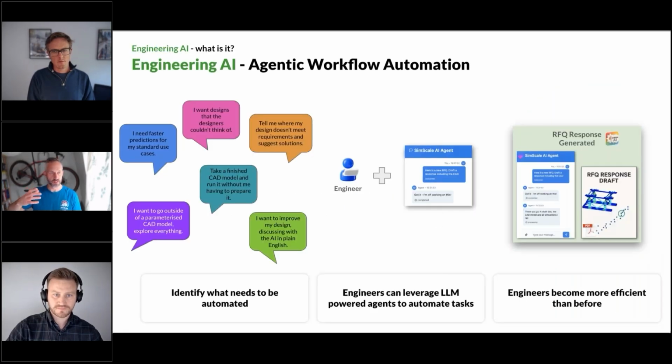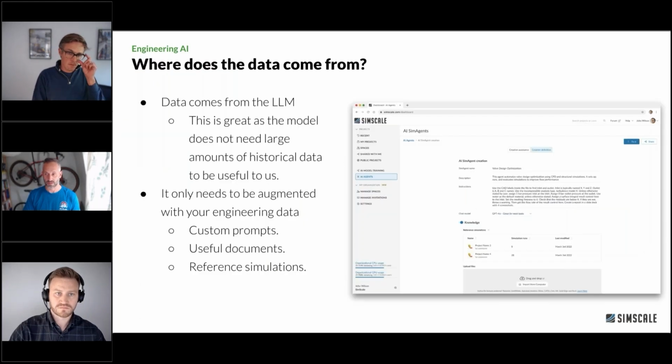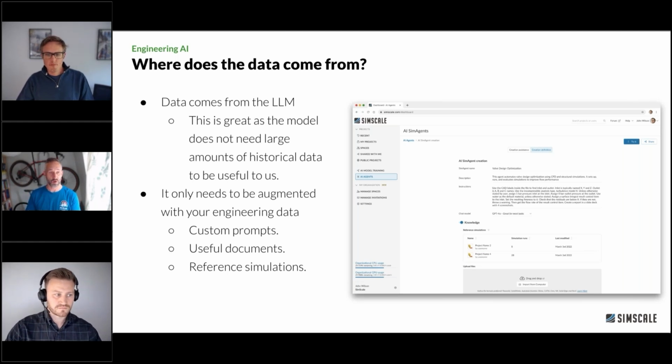So if you remember, this is the slide we had before, where we've got some examples of things that we could do better, that would bring huge value to our company if we could automate any of these different things. So pairing an engineer with an AI agent. An example of one of those things working, I'll show in a second, but this is what we have inside SimScale. So this is where we can train our own AI agent.